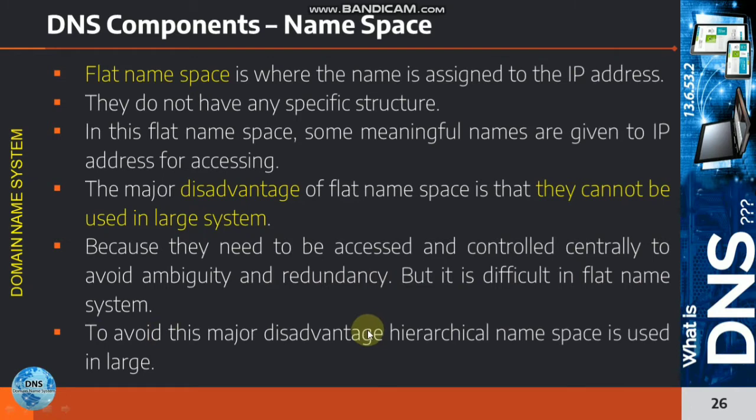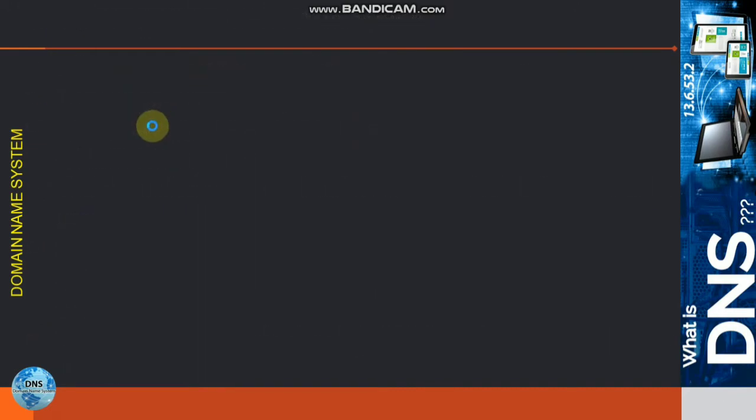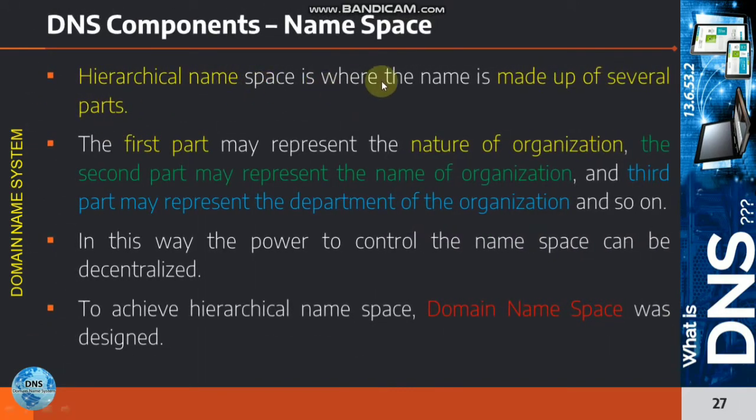To avoid this major disadvantage, hierarchical namespace is used. So hierarchical namespace will be arranged in a tree-like structure. Hierarchical means you have several levels inside it. Okay, so hierarchical namespace is where the name is made up of several parts. The first part may represent the nature of the organization, and nowadays all the domain names which we are making use of are fully of the hierarchical namespace method.